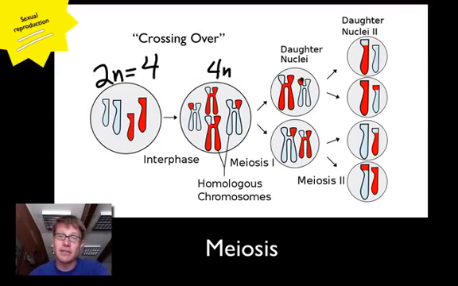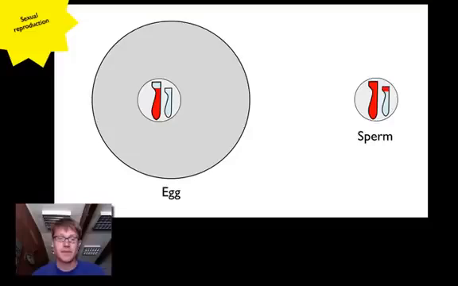They'll divide in half. Now we have 2n cells, and then eventually we'll have n cells, n equals 2. We started with 2n equals 4, and now we have n equals 2. Each of these 4 things in a male becomes a sperm, and in a female, one of them will become an egg, and the other ones will form what are called polar bodies. So what do we get after meiosis? Well, we get sperm and we get egg.